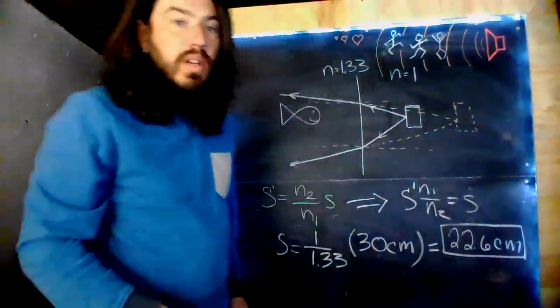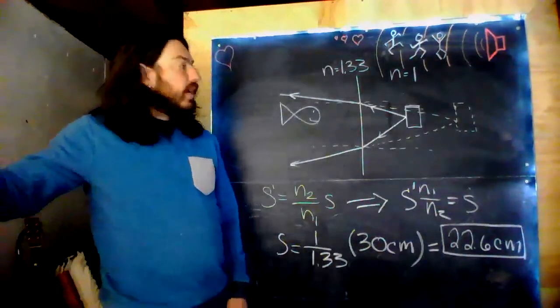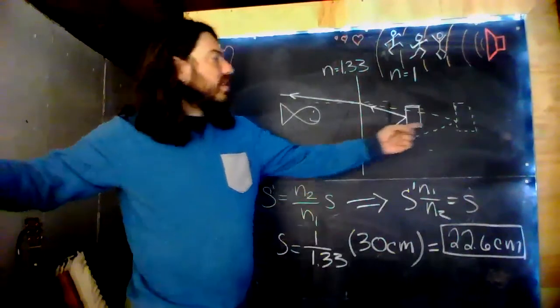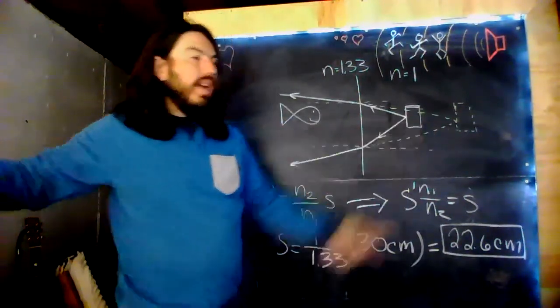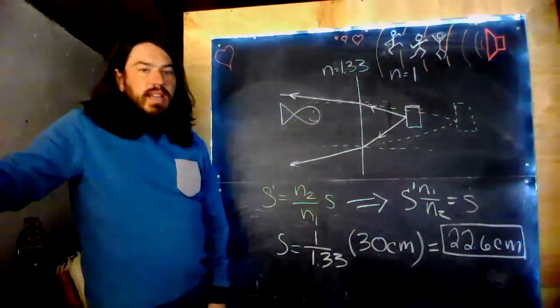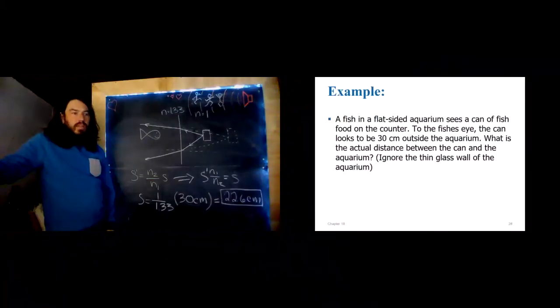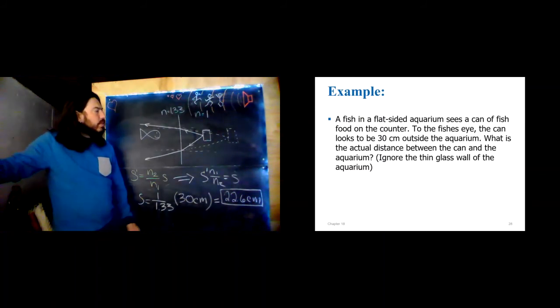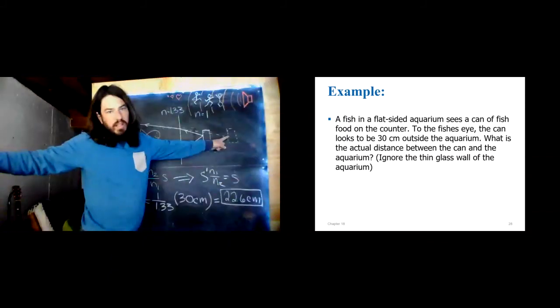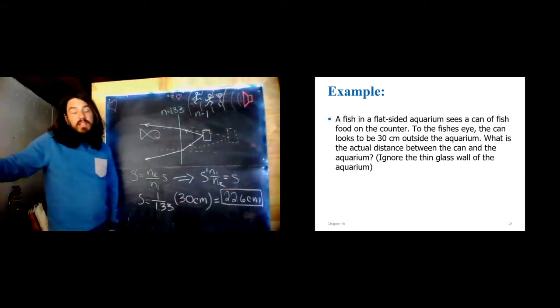So that confirms what our ray tracing said, right? Our ray tracing said we expect the image to be farther away than the object. And indeed, our math confirms that that is the case. We call this a virtual image because light is not actually leaving where the fish thinks the light is leaving.